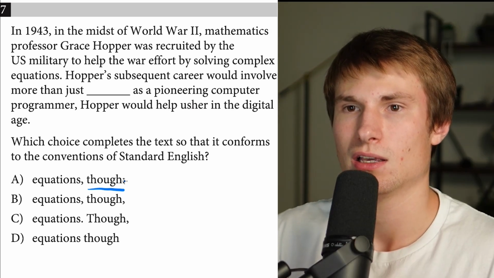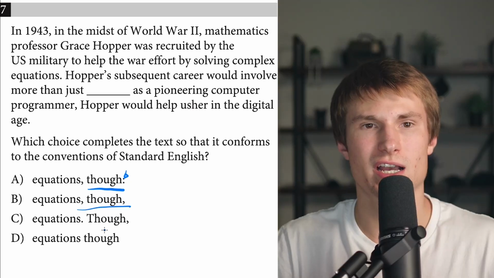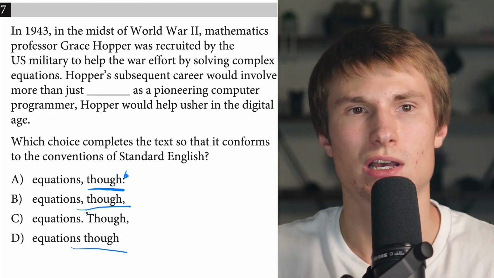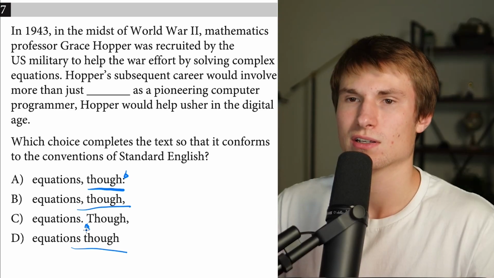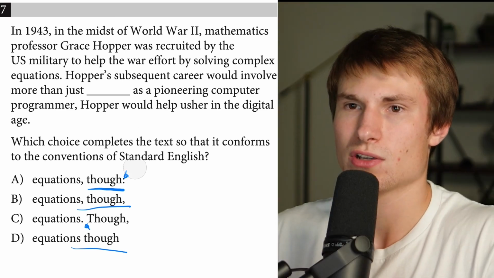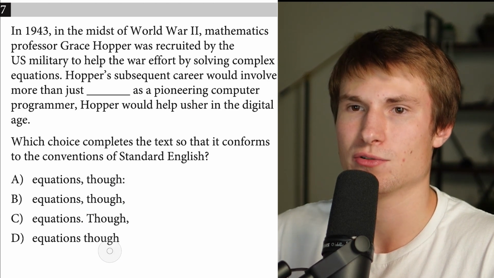The second thing is we have a colon here. We have just commas here with no fanboys, and we have no fanboys or commas or any punctuation in D. And then on option C, we have a period. So what I'm going to look for is if we have two independent clauses, because that'll help me figure out punctuation as well. So I'm looking where to place though, and then if we've got two independent clauses.